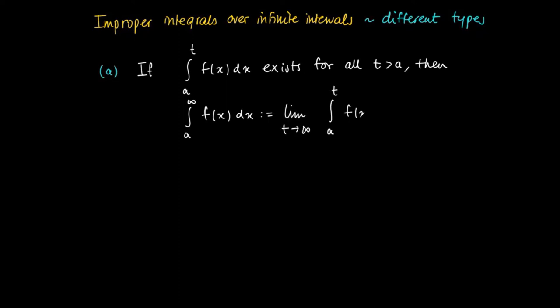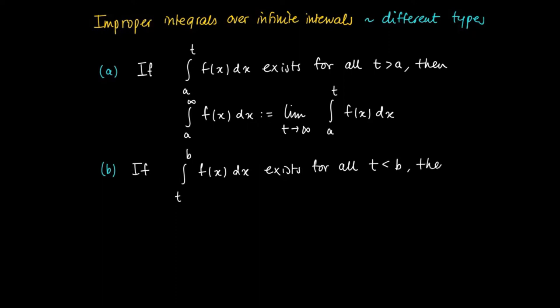So in the former example, a was chosen to be 1 and f(x) was 1 over x squared. This was a type A improper integral. Well, type B goes the other way. So suppose we know that the definite integrals from t to b, where b is some constant, f(x) dx, exists for all t smaller than b. So this means that f should be defined at least on minus infinity to b.